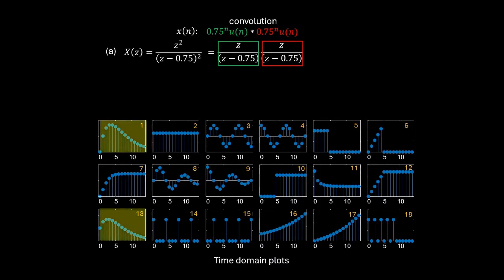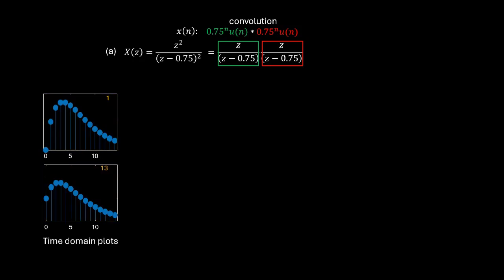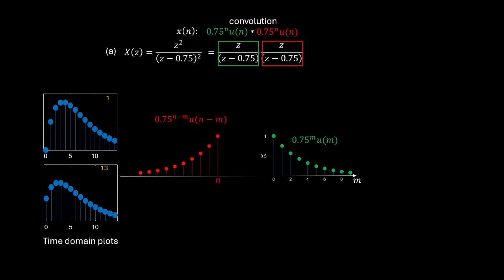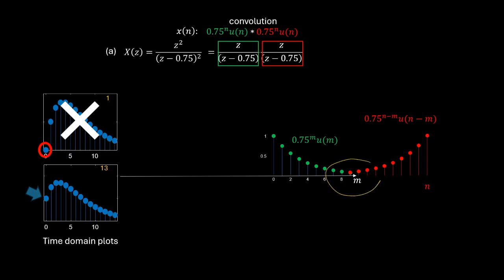Let's say that at this point you narrow down the possible solutions to be the ones corresponding to plot 1 and 13. And the selection of those two plots comes from what we are expecting to see when we convolve those two functions. At n equals 0, x of n is equal to 1, and that is on plot 13, not on plot 1. So we can eliminate plot 1, and we can associate the expression in A with plot 13. From the convolution, we can also see the decay of x of n as n increases.